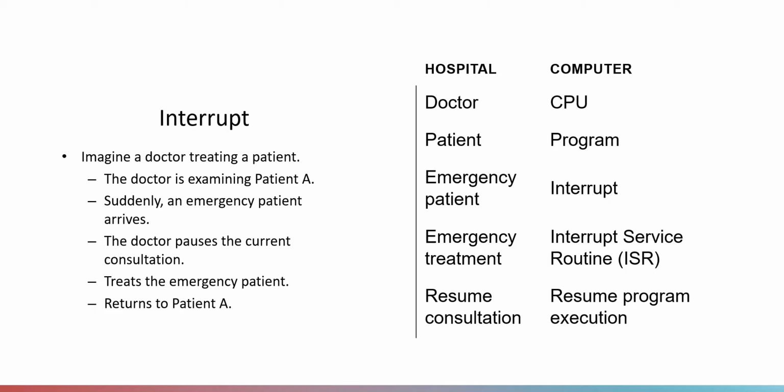Now map that onto a computer system. The doctor is the CPU, the regular patient is a program, the emergency patient represents an interrupt, the emergency treatment is the interrupt service routine or ISR, and resuming the consultation is the same as the CPU resuming program execution. This is exactly what happens inside your computer thousands of times per second. The CPU is doing one thing, something urgent comes in, it briefly switches over to handle it, and then it returns right back to what it was doing before.